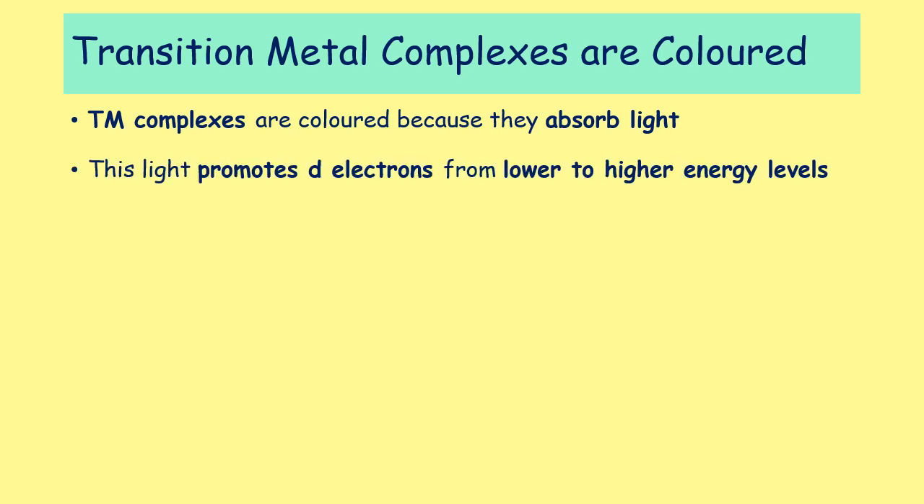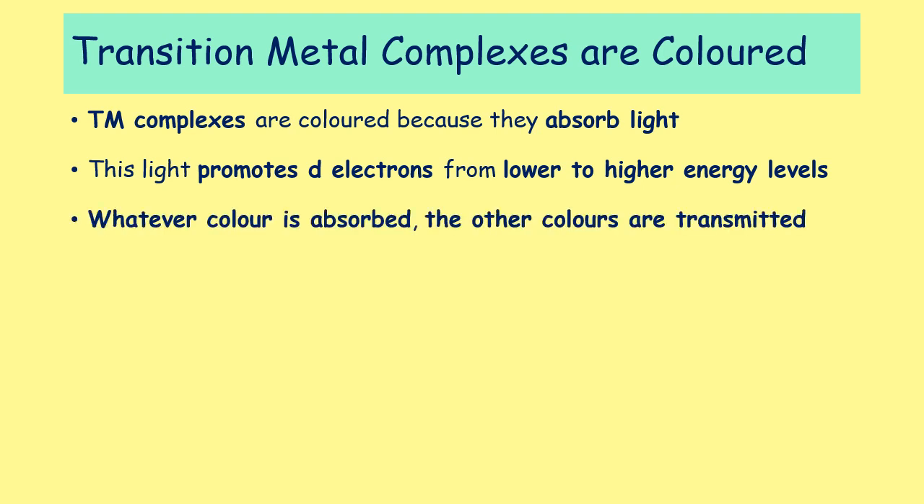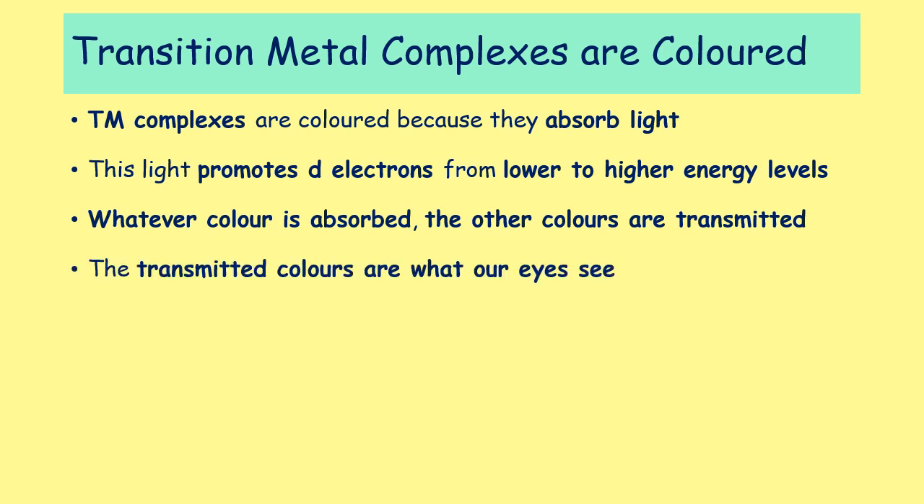Now, whenever a transition metal complex absorbs light, we know E equals hf, or hc over lambda. That light gives the energy, and that energy allows an electron to move from the lower down d orbitals to the higher up d orbitals. Whatever colour is absorbed, the other colours are transmitted. So the other colours will pass through the material. And the colours that pass through the material are the ones that make it to our eyes.